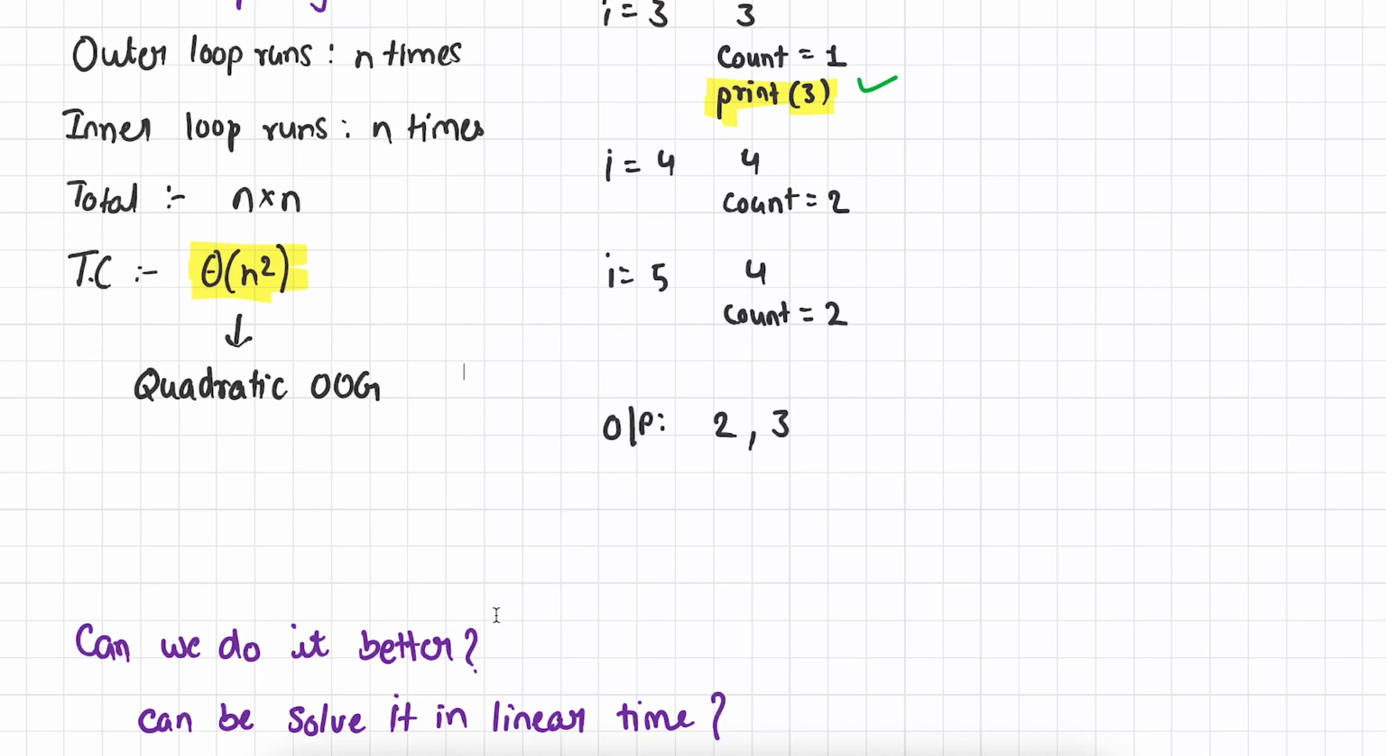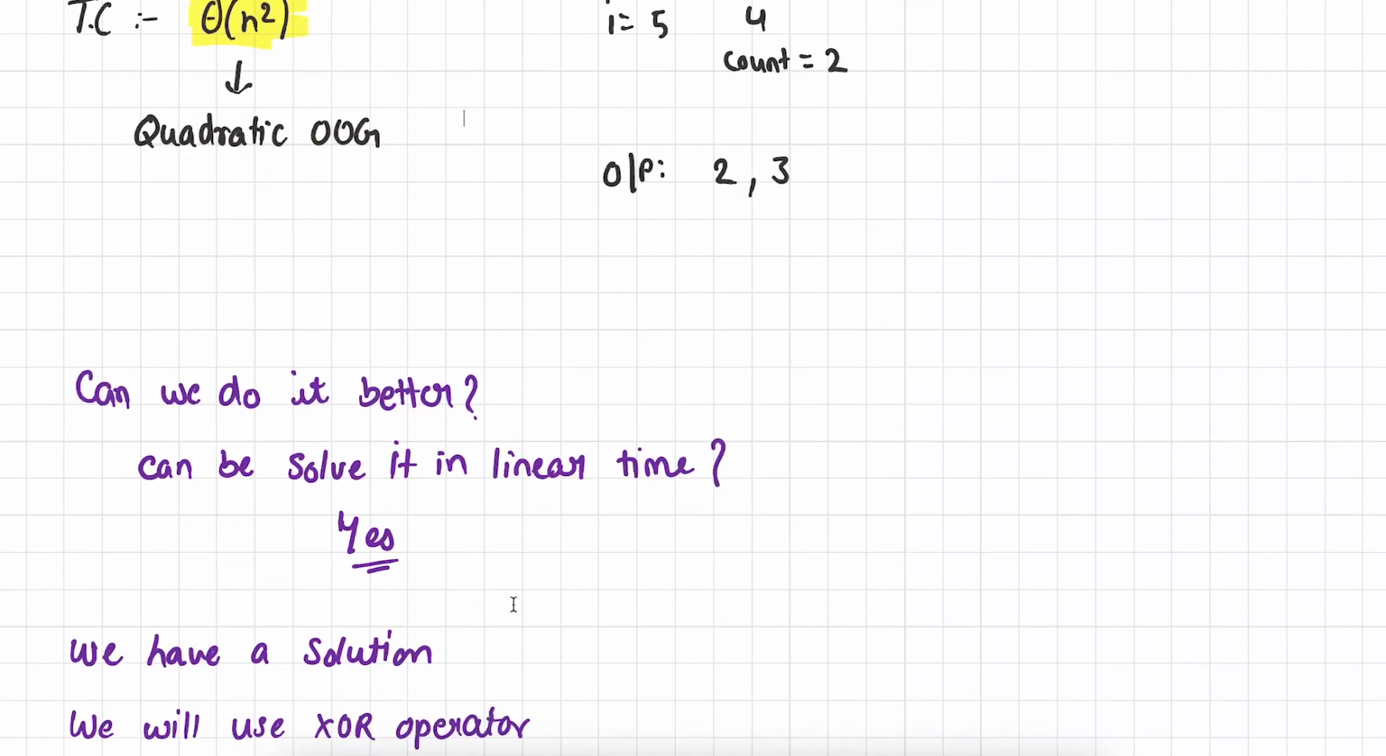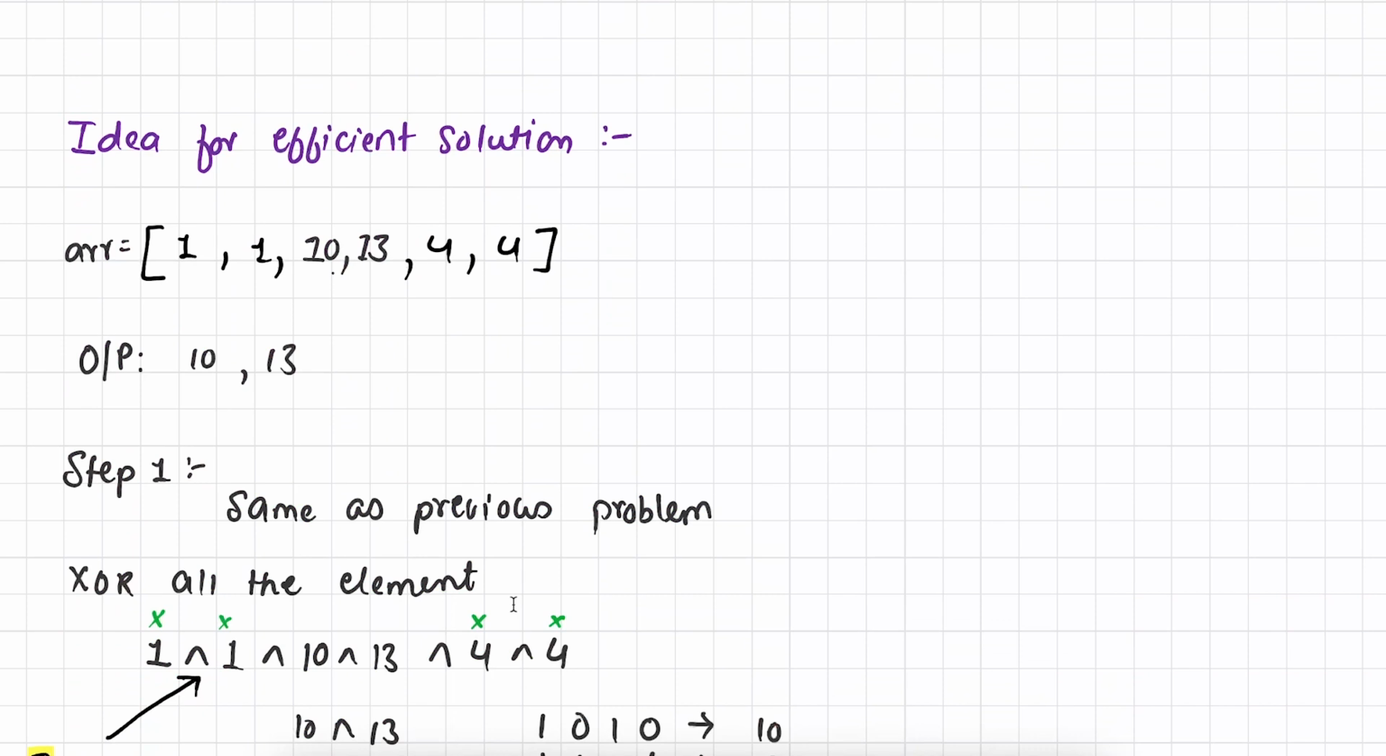So the time complexity of the brute force approach is n square, which is a quadratic order of growth. Can we do it better? Do we have any other approach to solve this problem? Can we solve this problem in less time, or can we solve it in linear time? Yes, we do have a solution, and with that solution we are going to solve this problem in linear time. In that solution, we are going to use the XOR operator. So again, let's pause this video and think about an algorithm to solve this problem. Now let's discuss the idea for the efficient solution.